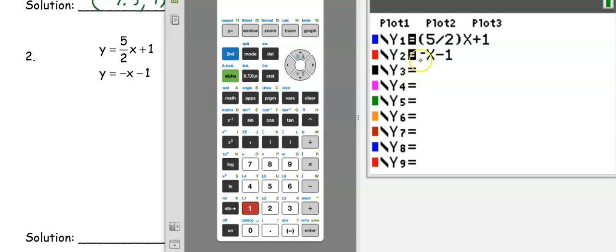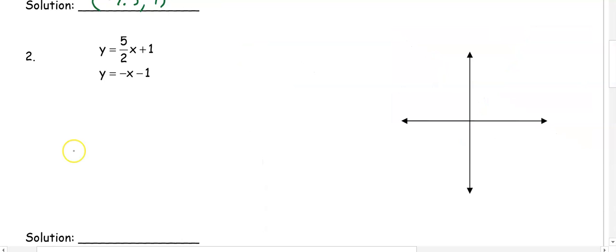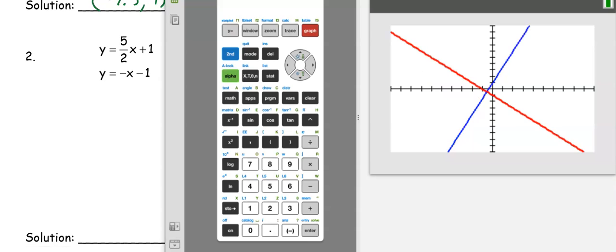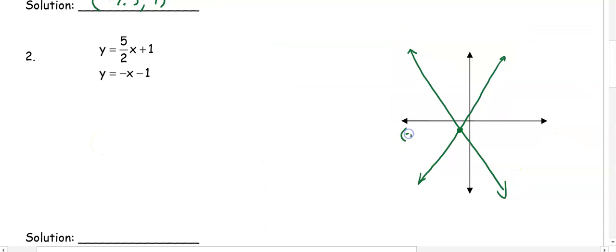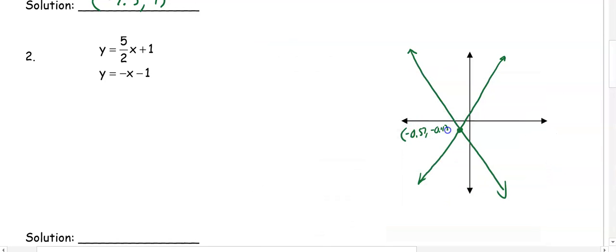So you know you have the right one for the negative sign because it's a little shorter than the subtraction sign. Once we have both lines in there, we hit graph. Again, we see our lines intersecting, so we're going to draw a picture. So here's our lines intersecting. And that is our intersection point. So now to find the intersection point, second, trace, option 5, hit enter 3 times. We have to round this. So the first one rounds to negative 0.57, and the next one rounds to negative 0.43. So we have negative 0.57 and negative 0.43.